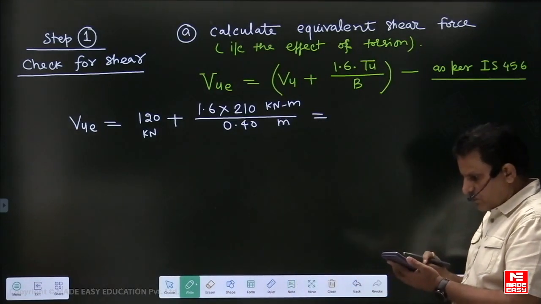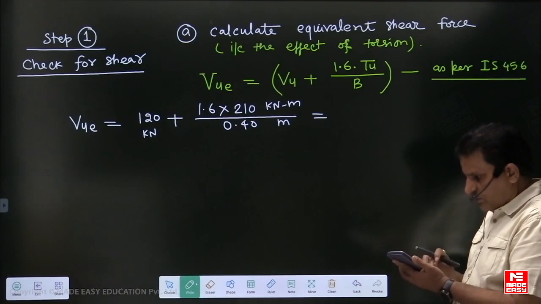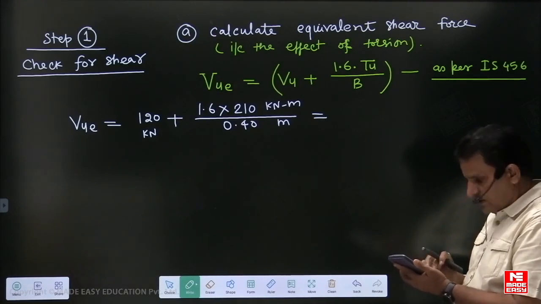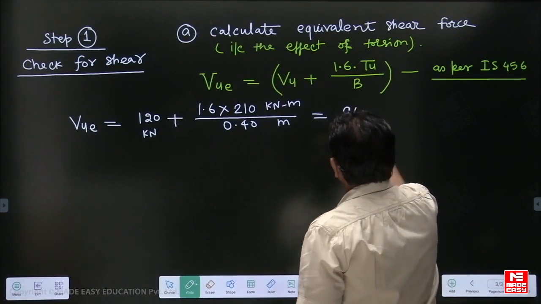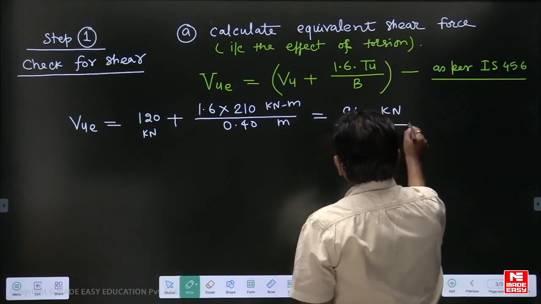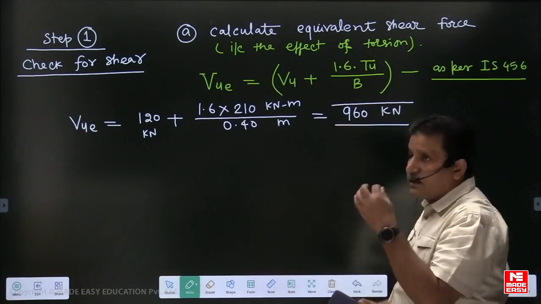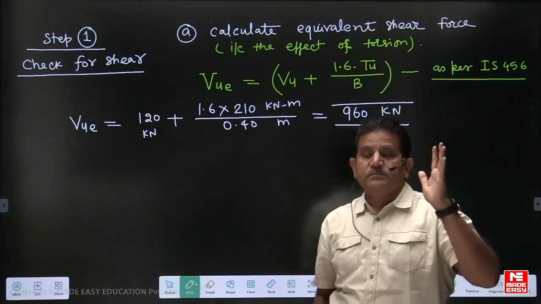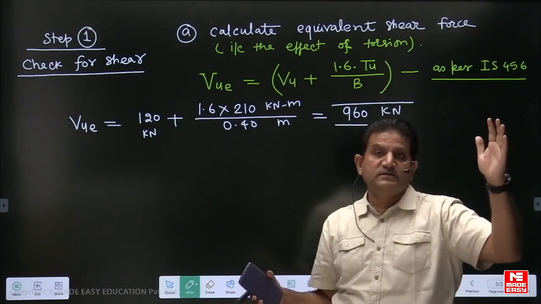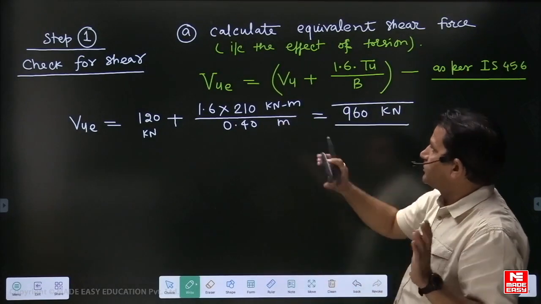So it will be 120 plus 1.6 into 210 divided by 0.4. You got the value of 960 kilonewton. You can see the shear force that was hardly 120 kilonewton has increased to 960. So here is a huge change in shear force due to the effect of torsion.